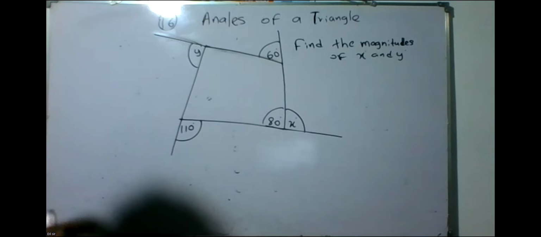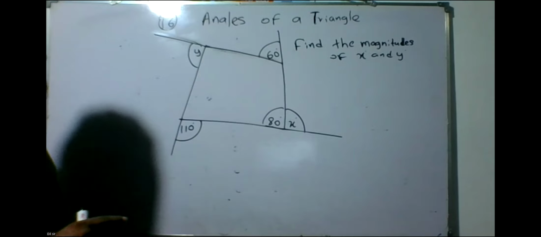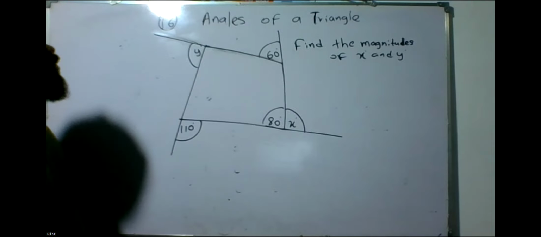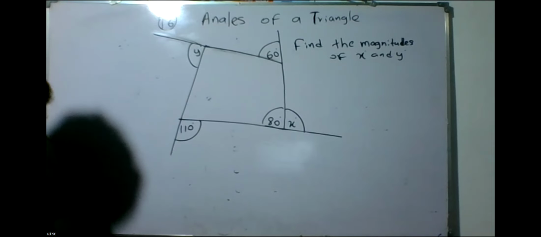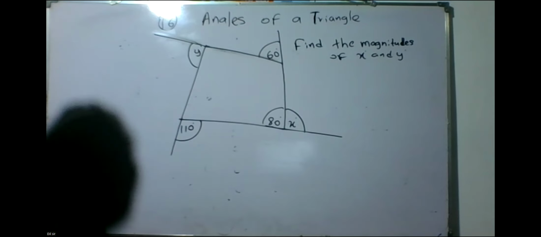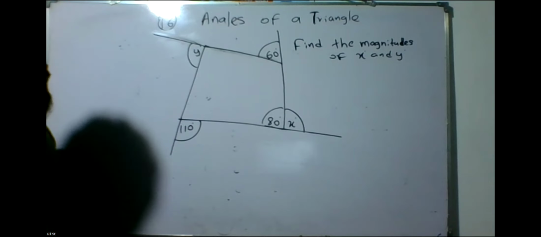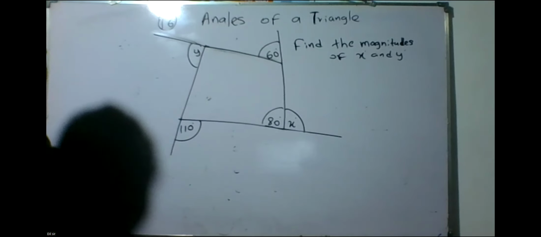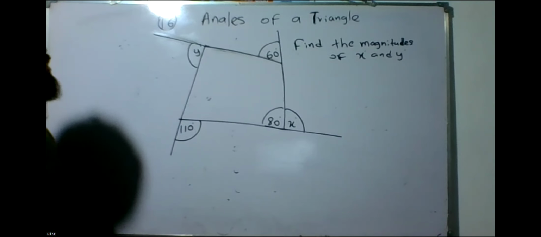Quadrilateral. One interior angle is given and all four exterior angles are marked. Out of these four, two angles are not given. They are given as unknown terms. We have to find them. Using 80, you can find X. And after getting X, you can find Y.